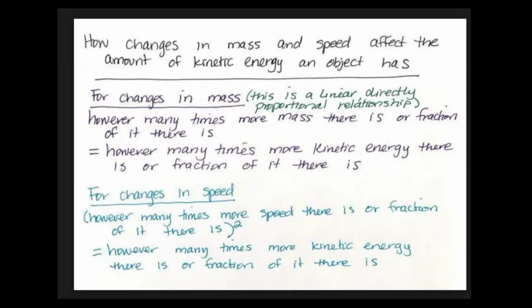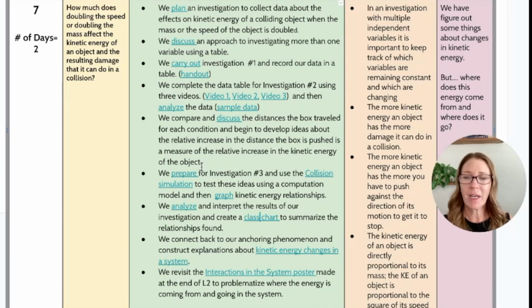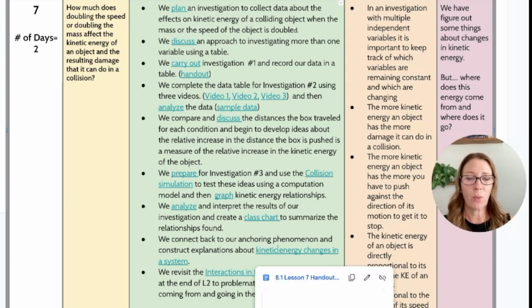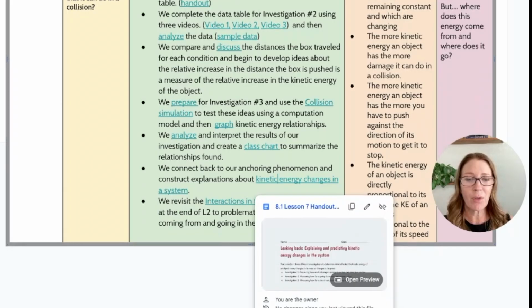And so this should also relate to the amount of damage we saw, because when there was double the speed, we saw a lot more damage on the crackers. So we connect back to our anchoring phenomenon and we talk about kinetic energy changes in a system. And there's a handout that they're going to fill out. There's some questions that they're going to answer.